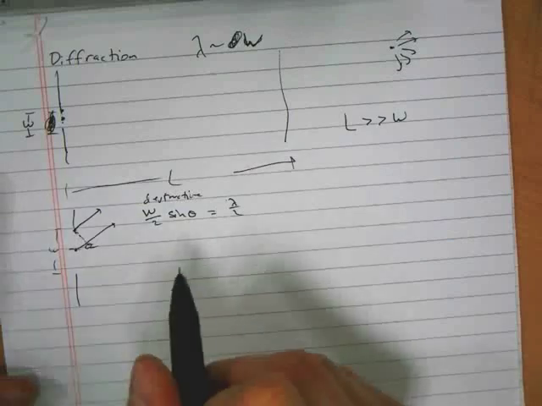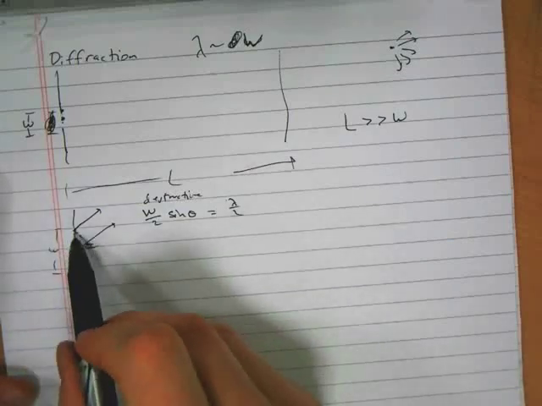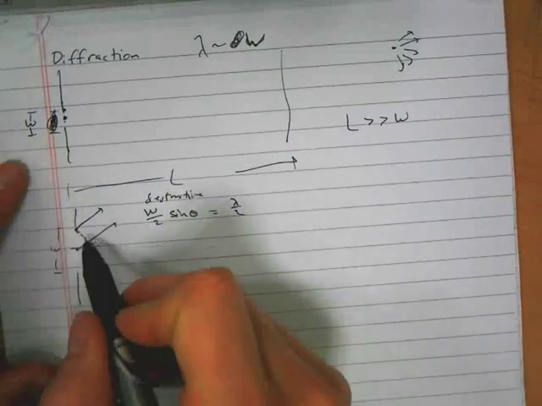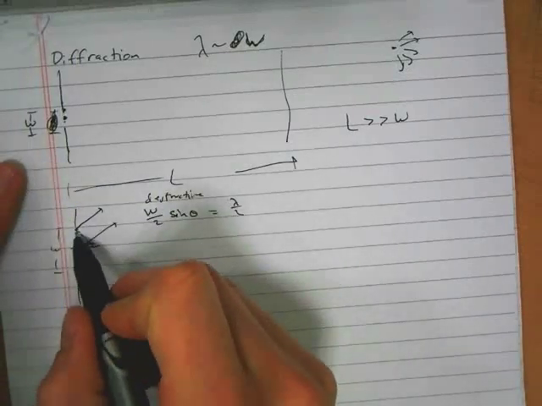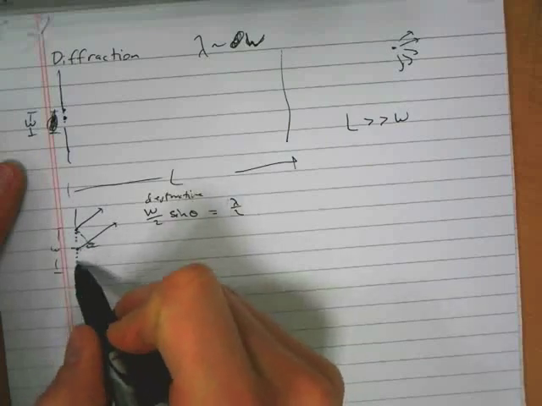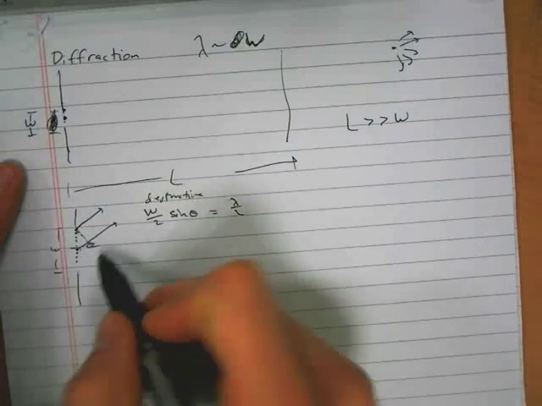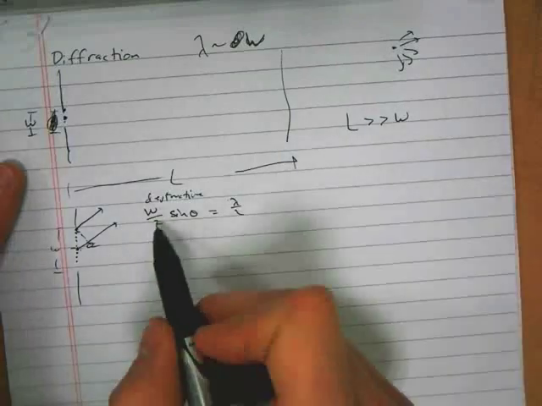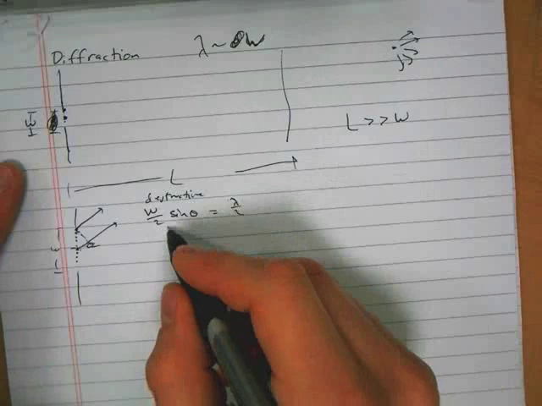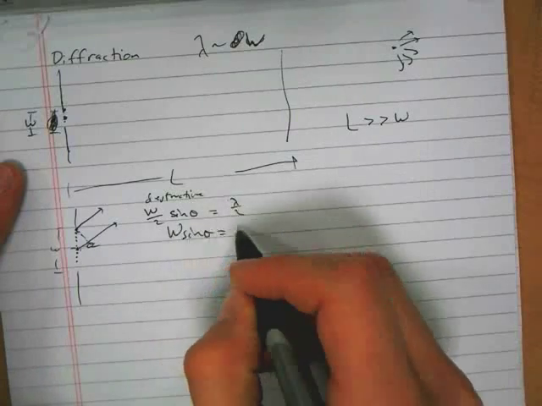And we can walk our way down the slit and say that we could get destructive interference for these two and for two waves coming from here and here, and from here and here, and so on, all the way down. And so we can say that we get destructive interference when W over 2 sine theta equals the wavelength over 2, or when W sine theta is equal to the wavelength.